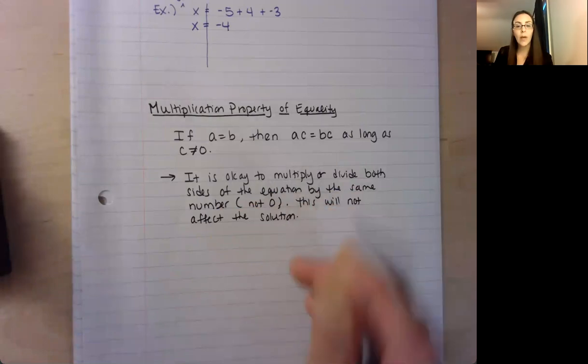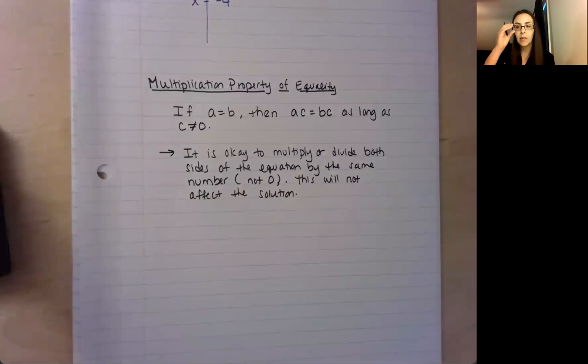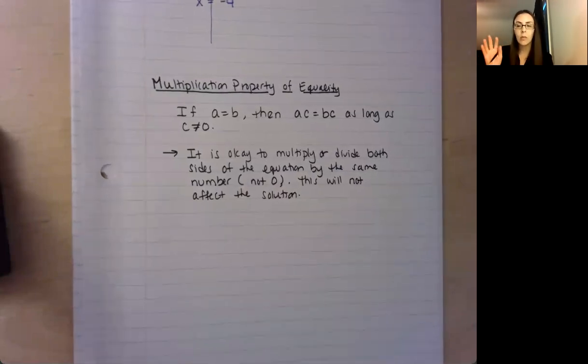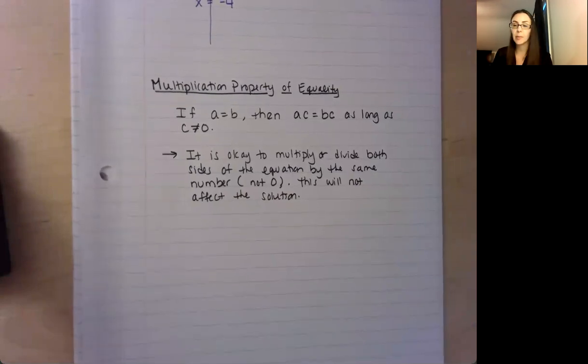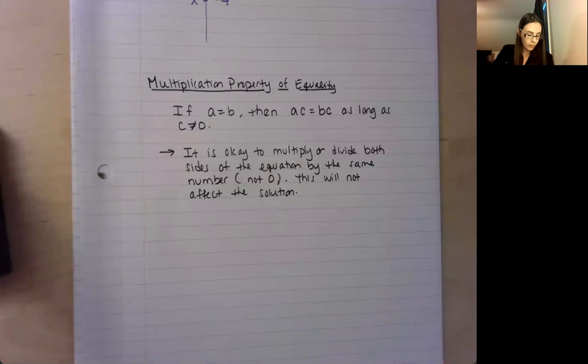Okay, so it's okay to do the same thing we did before. We can add, subtract, we can multiply, we can divide by the same number on both sides of the equation. With multiplication and division, though, you don't want to do 0. We can't divide by 0. And multiplying by 0 just cancels everything out. So that's not helpful. But basically, we have the same rule here. So let's do some examples.